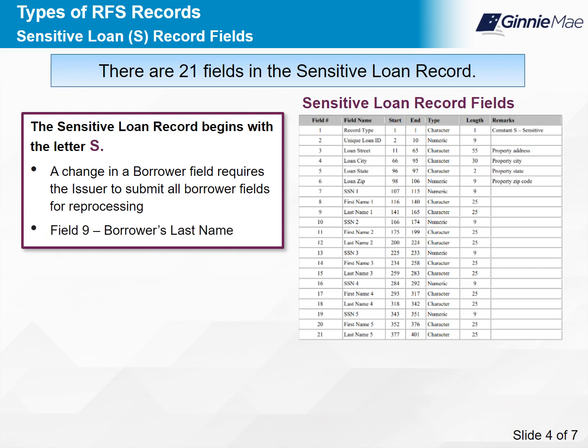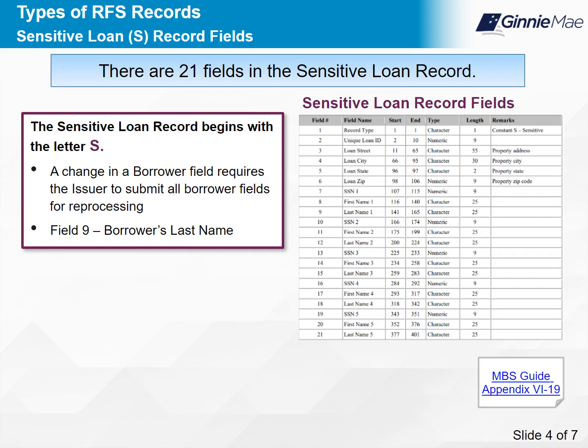For a single-family sensitive loan record, field 9, last name 1, is the borrower's last name. The complete sensitive loan record layout table and field exceptions are detailed in the Appendix 6-19, beginning on page 20.